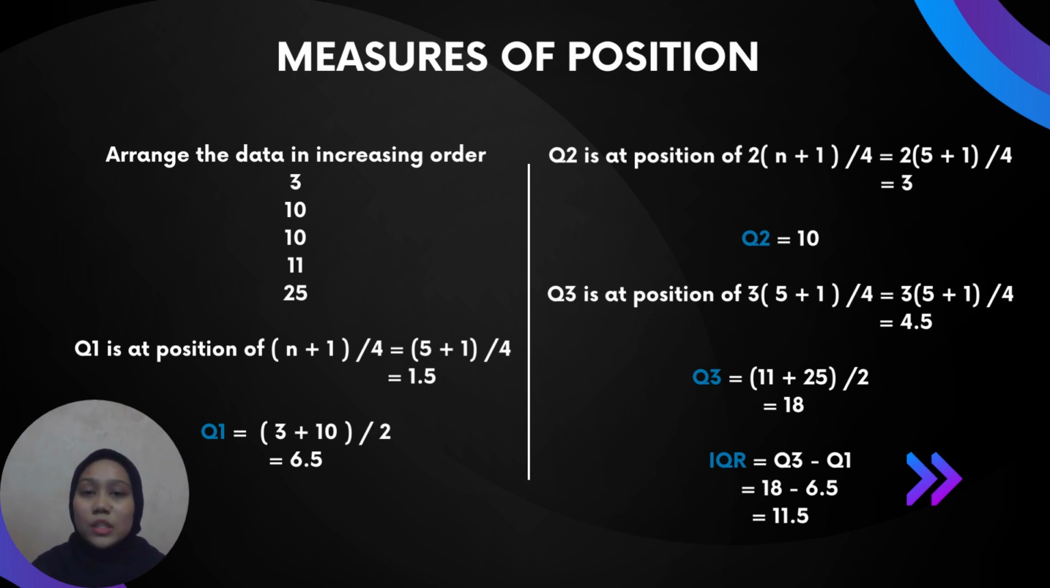Then we find the position of quartile 2, using the formula 2 times (n plus 1) divided by 4, and we got the quartile 2 position is at 3, and the answer for quartile 2 is 10. Then we find the quartile 3 position using the formula 3 times (n plus 1) divided by 4, and we got the position at 4.5, and quartile 3 is 18. After that, we need to find the interquartile range using the formula quartile 3 minus quartile 1, and the answer is 11.5.